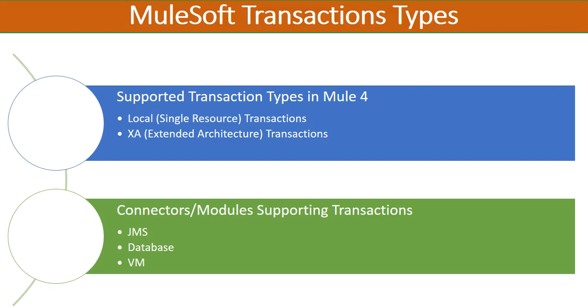And if we talk about the modules or connectors which support the transactions in Mule 4, basically there are three types of modules or connectors for which you can utilize this transaction management, which includes JMS, database, and VM. So for these three connectors and different operations within these connectors, you can use transactions and you can achieve the transaction management.